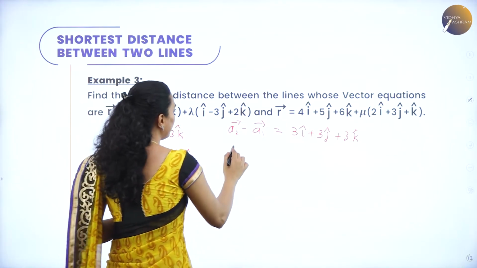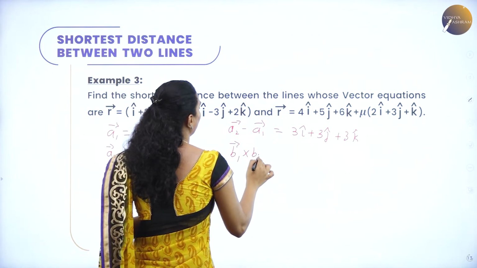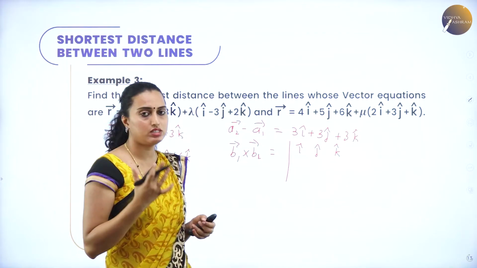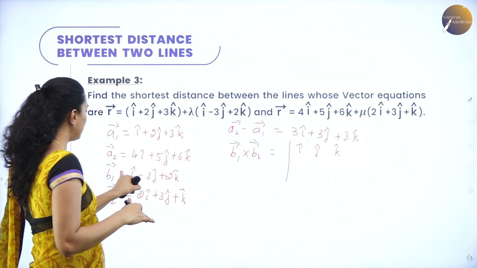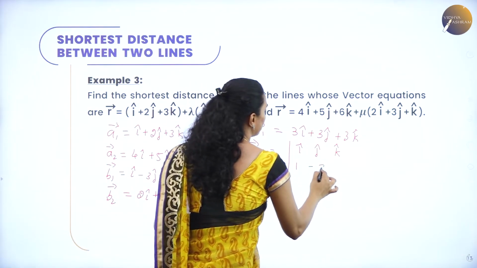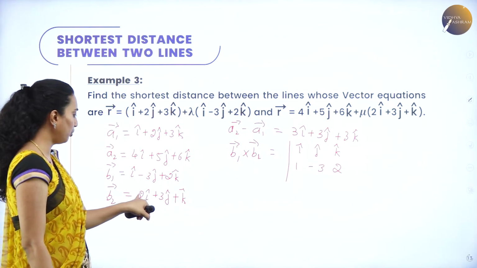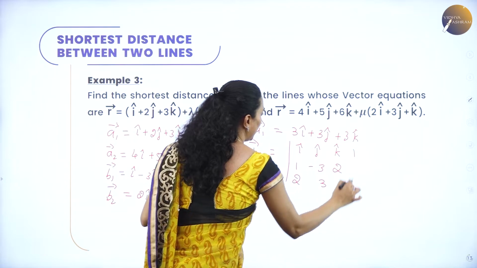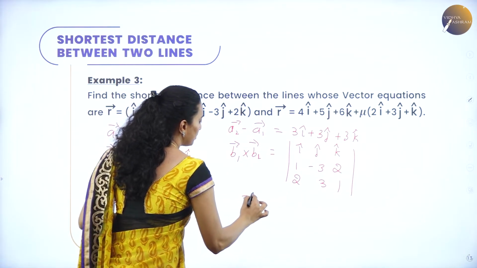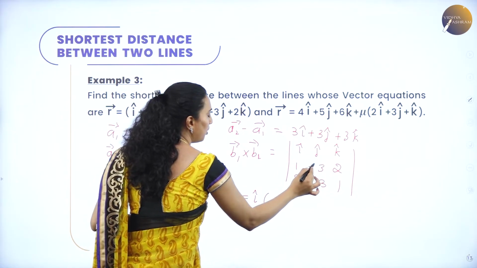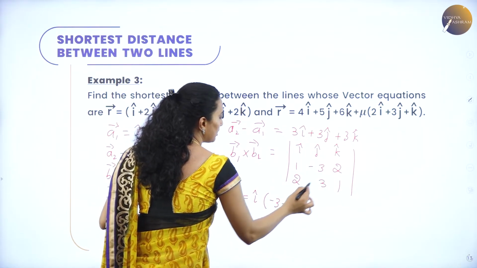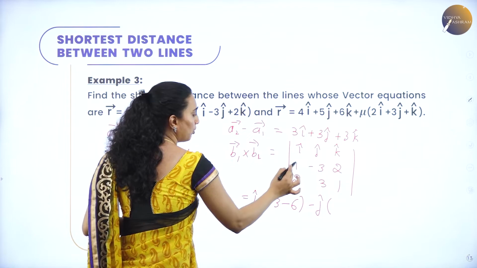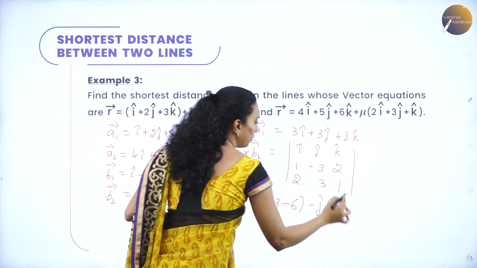Now next you need to do B1 cross B2. Cross product you have to go by taking i j k in the first row. Second row you are going to take B1 vector coefficients, which is 1, minus 3 and 2. And then third row you have to go for taking B2 coefficients, which is 2, 3 and 1. Expand this, dears. So which is equal to i into, leaving the first column first row, minus 3 into 1 is minus 3, minus 3 into 2 is 6, minus j cap into, leaving the second column first row, 1 into 1 is 1, minus 2 into 2 is 4.